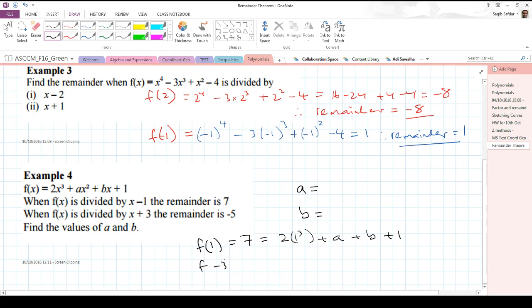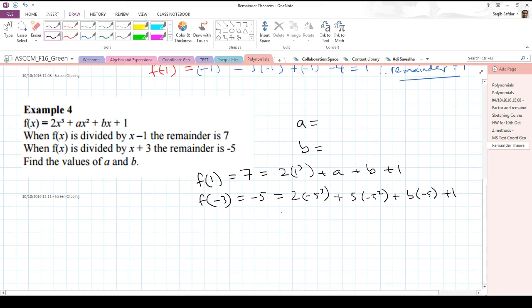And we know f of minus 3 equals minus 5. And similarly, if we put 2 times minus 3 all cubed, plus a times minus 3 all squared, plus b times minus 3 plus 1, that gives me 2 equations which I can play with, set up as simultaneous equations, and then solve for a and b. You should get a equals 5 and b equals minus 1. Hands up if you got that? Okay, well done.